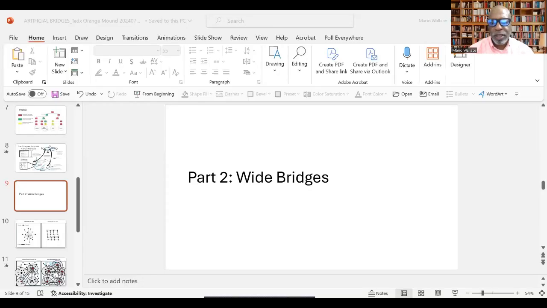To really address it, I've included a PowerPoint to peel back a lot of the layers within this concept called wide bridges. But before I really talk about wide bridges, I would like to recap the first part of this lecture, which was complex adaptive theory or systems. I have to talk about that to connect you to this next step as it relates to wide bridges.